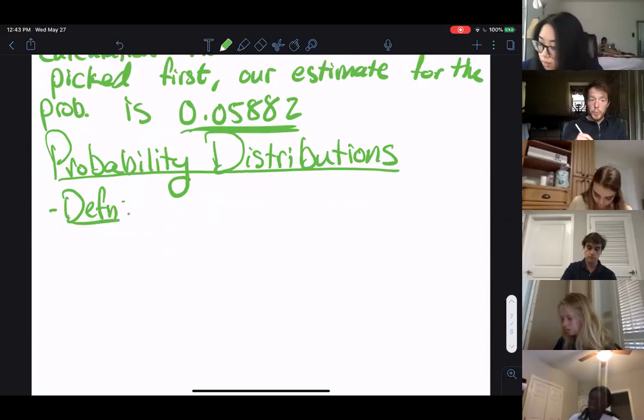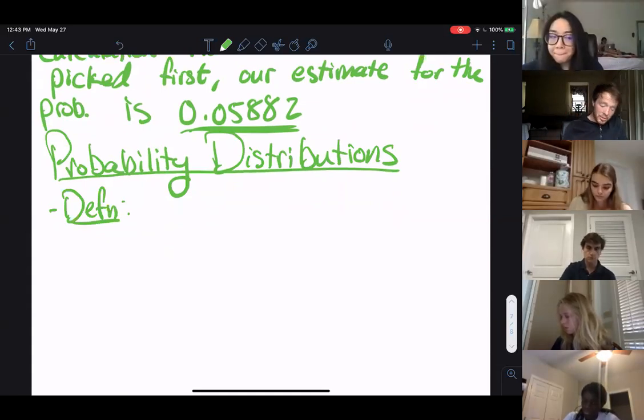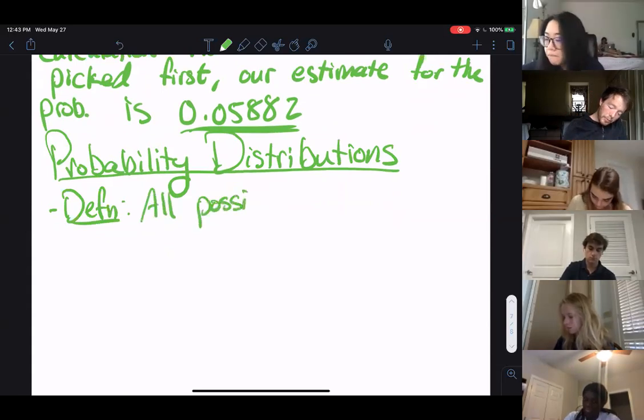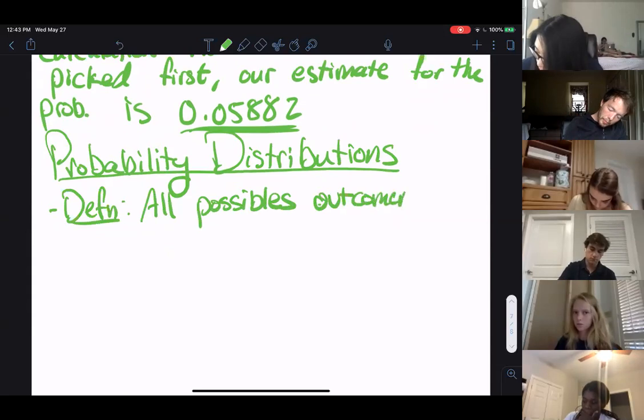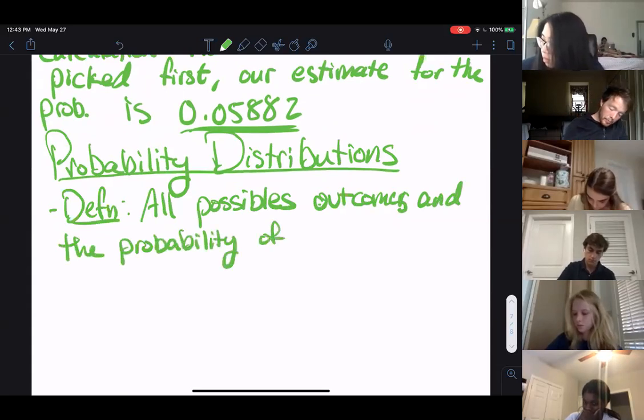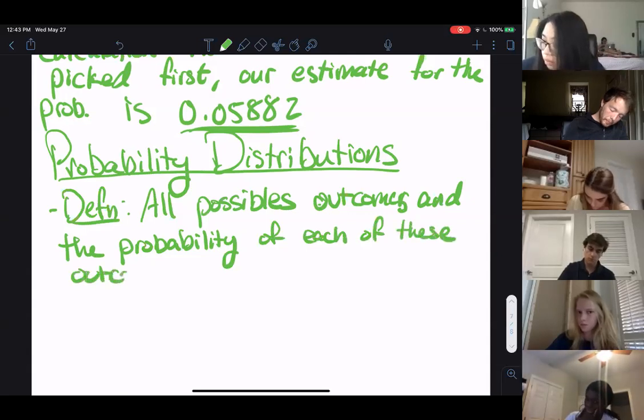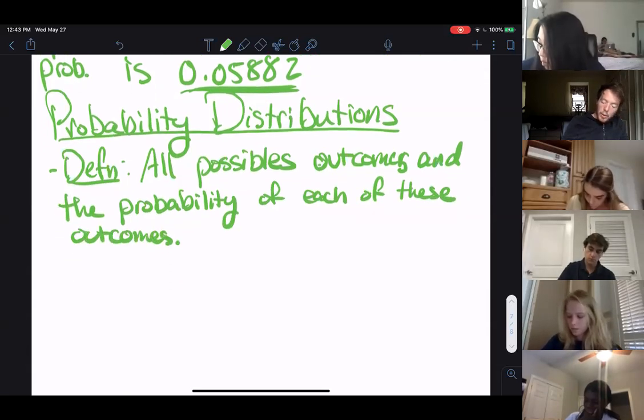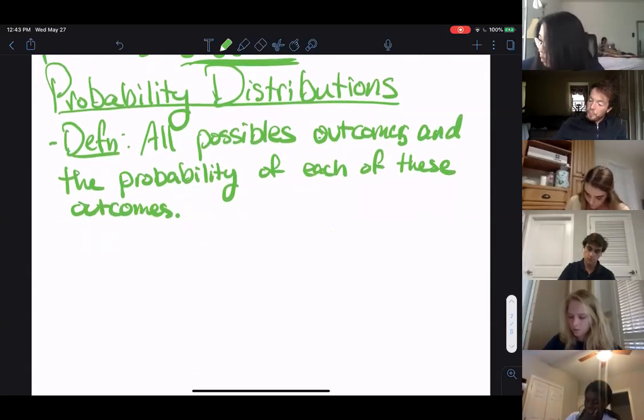In the same way as a distribution was all possible outcomes and how often those outcomes happen, a probability distribution is just a slight extension to that. It is all possible outcomes and the probability of each of these outcomes. So this is the idea of a probability distribution. And I want to motivate it from here on out.